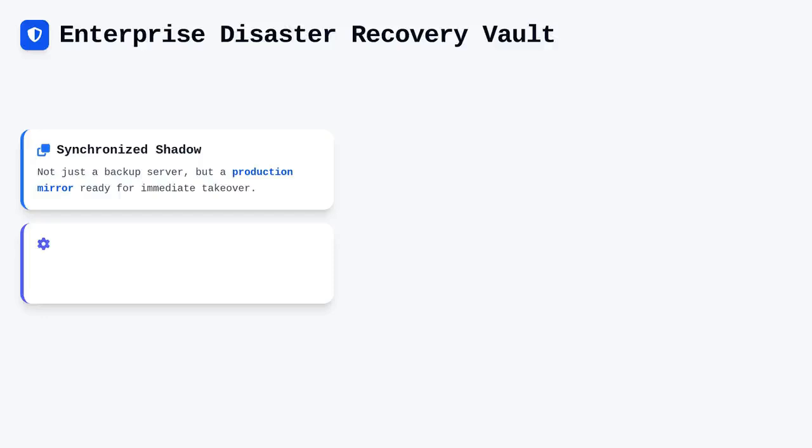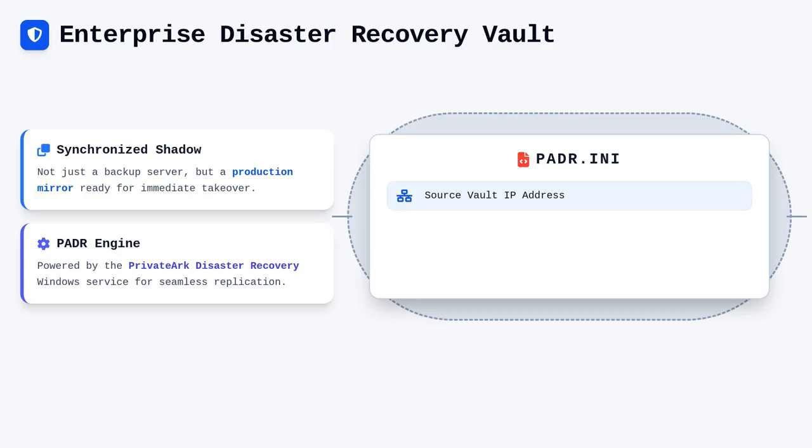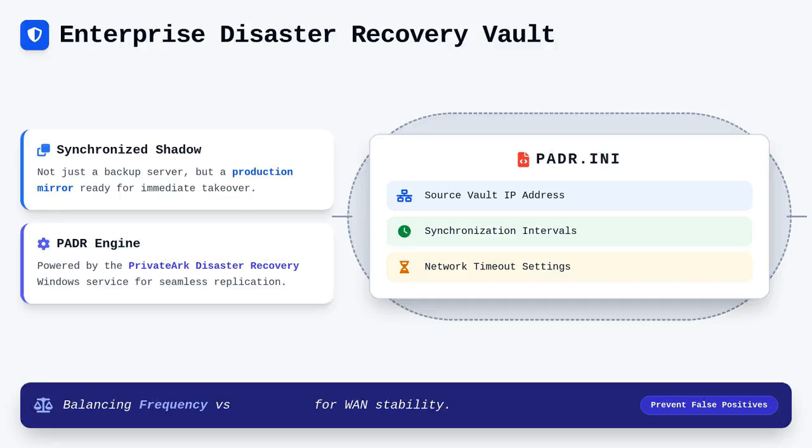The architecture relies on the Private Ark Disaster Recovery Service, or PADR, which operates as a Windows service on the DR Vault machine. When we configure this service, we define the replication parameters within the PADR.ini file, which dictates how the DR Vault communicates with the primary vault. You should consider this file the nervous system of your DR strategy, as it stores the source vault IP, the interval between synchronization checks, and the essential timeout settings that prevent false positives during network instability. Configuring these parameters involves a delicate balance of frequency and bandwidth usage, especially when dealing with sites connected over wide area networks with limited throughput.